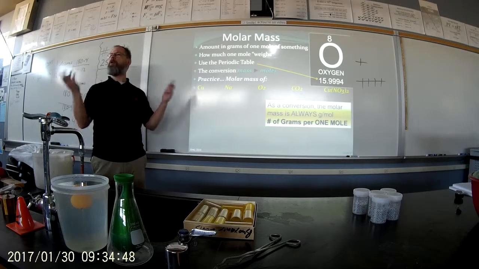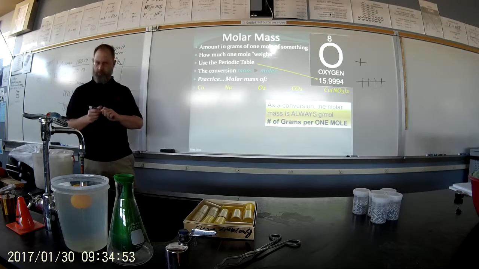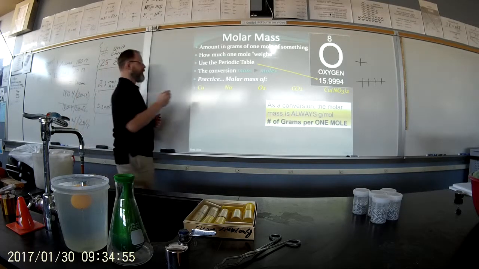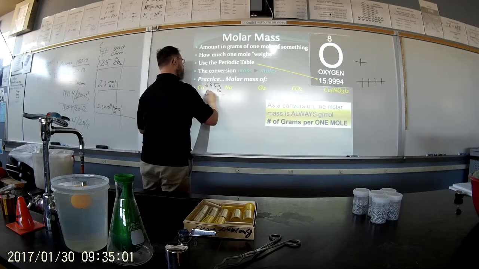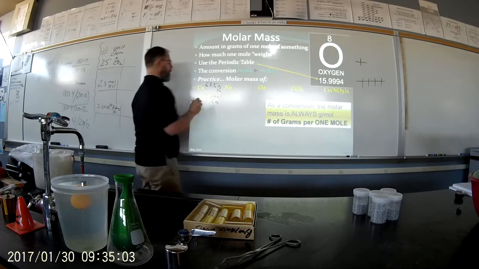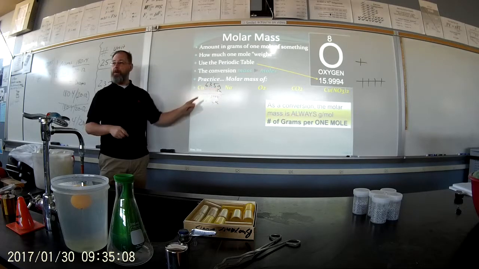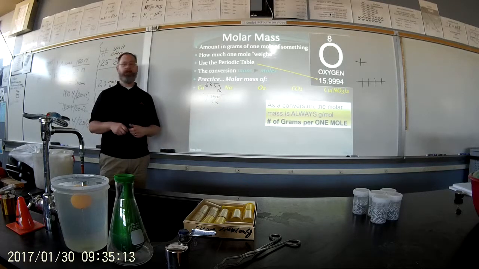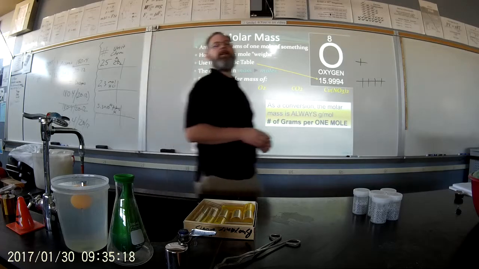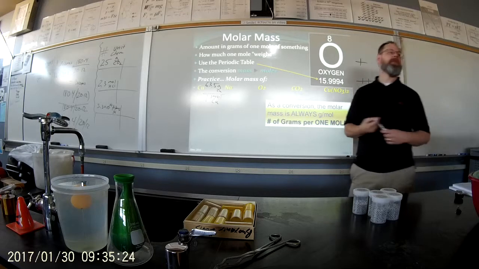Who can just throw out the molar mass of copper? 63.5 grams of copper is 1 mole of copper. This is the proper molar mass. 63.5 g copper is 1 mole copper. That's a molar mass. Again, how many things go in each box? Three. What about sodium? What's sodium's molar mass?